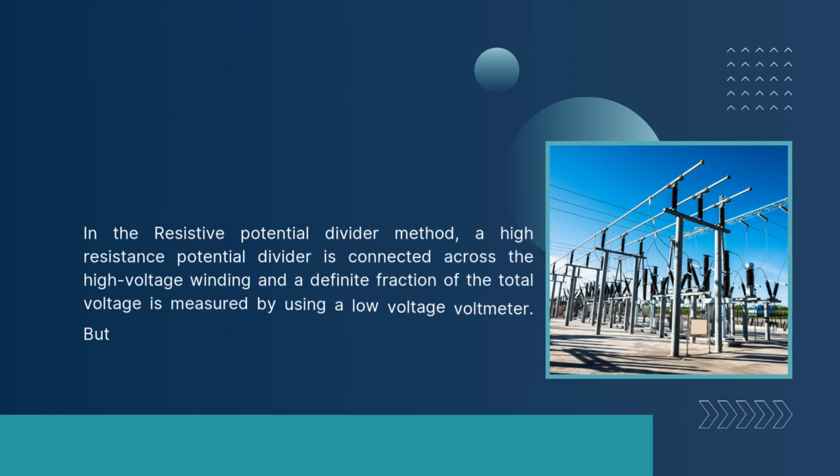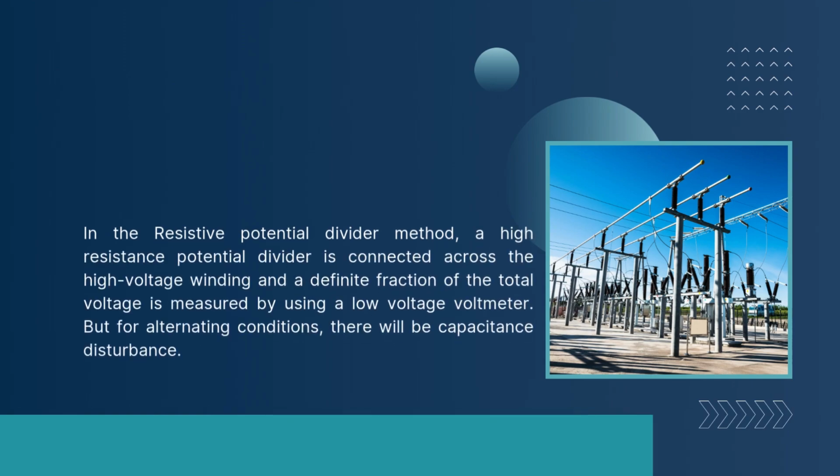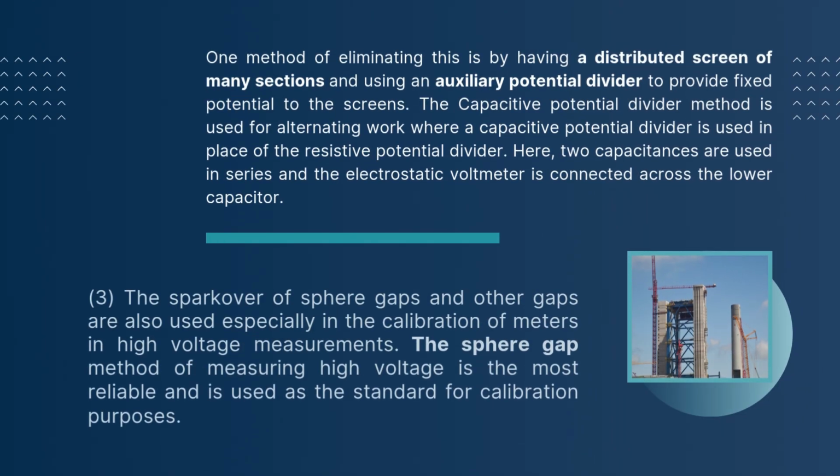In the resistive potential divider method, a high resistance potential divider is connected across the high voltage winding, and a definite fraction of the total voltage is measured by using a low voltage voltmeter. But for alternating conditions, there will be capacitance disturbance. One method of eliminating this is by having a distributed screen of many sections and by using an auxiliary potential divider to provide fixed potential to the screens.